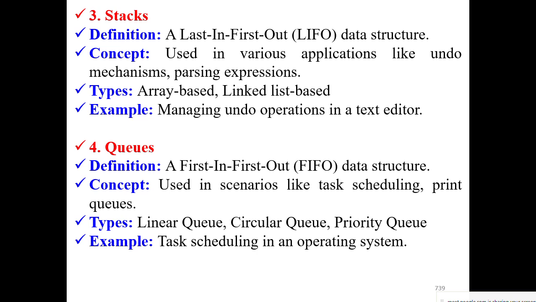There are types of queues like linear queue, circular queue, priority queue. Linear queue uses first in first out. Circular queue also uses first in first out. Priority queue, best in first out. Then examples like task scheduling in an operating system. How does the operating system work? Whatever task you are performing first will get executed first.